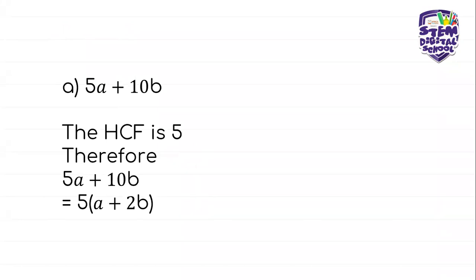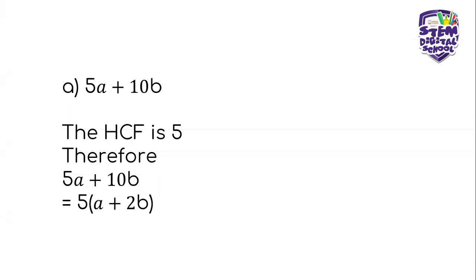The highest common factor is 5. Therefore, you take 5 as the highest common factor, and then you'll be left with a plus 2b. So it will be 5, open bracket, a plus 2b. And then, of course, that will be our factorized expression.